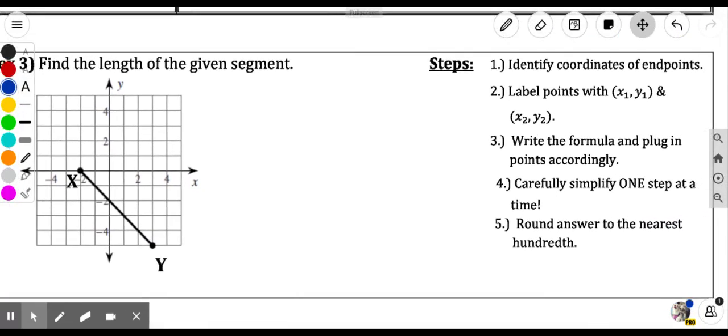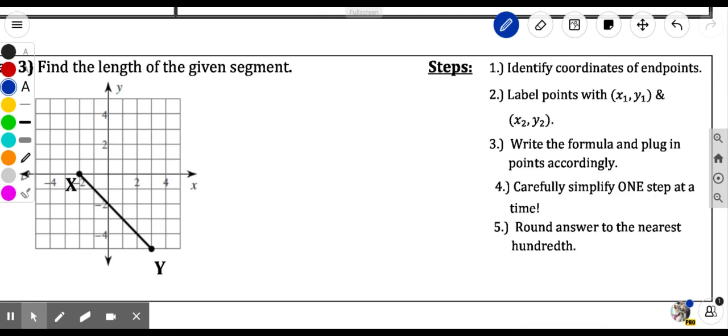Okay, here's our first example. I wrote out some steps for you too. So the first thing we're going to do is identify these ordered pairs. So I have x, which is at -2, 0. And I have y, which is at 3, -5.